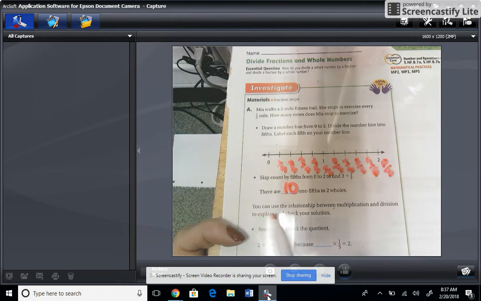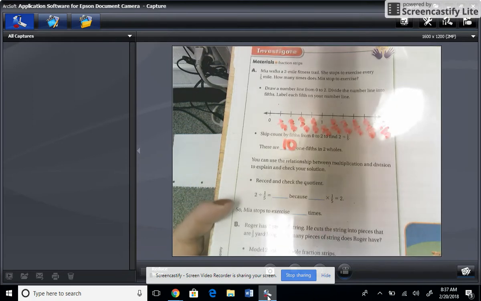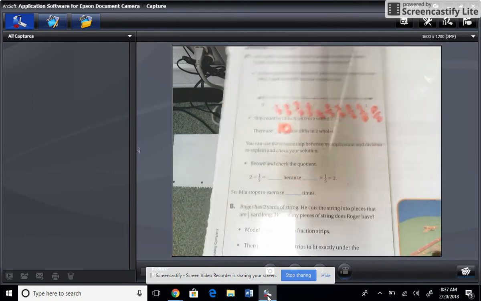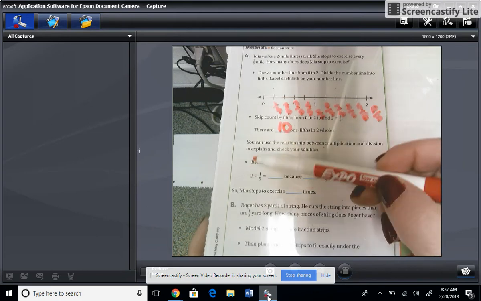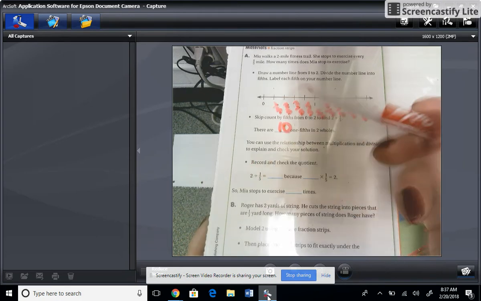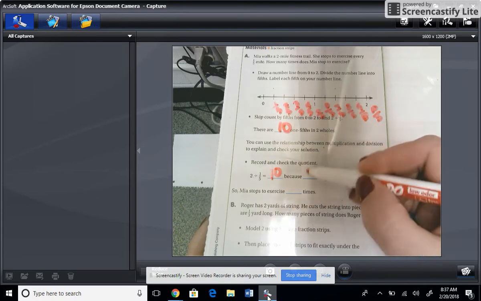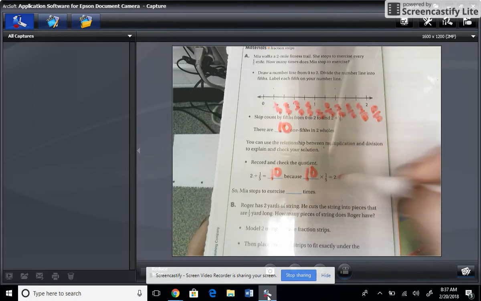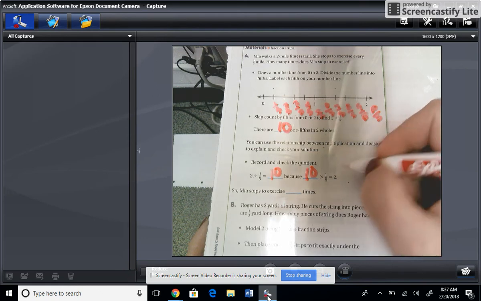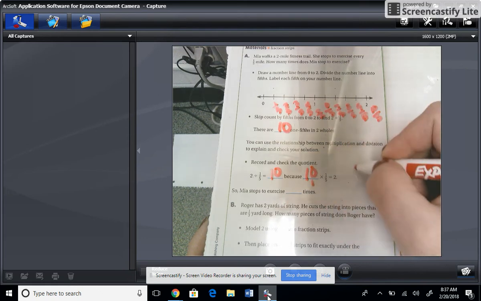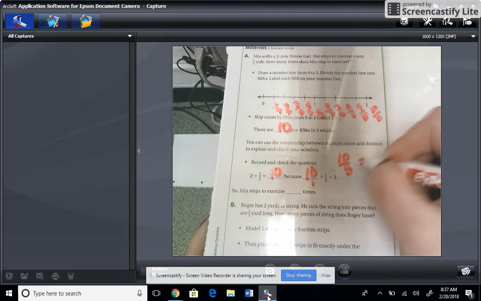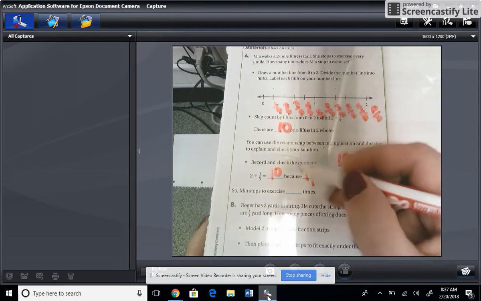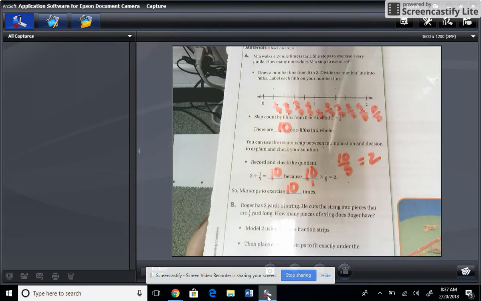You can use the relationship between multiplication and division to explain your solution. So how they're doing that is, because the inverse operation is always easier to work with, it seems like. 2 divided by 1/5 is 10, because 10 times 1/5 equals 2. Well, we could do that because 10 over 1, we get 10/5, and 5 goes into 10 2 times. So Maya stops to exercise 10 times.